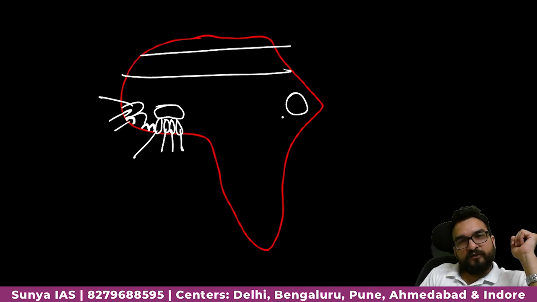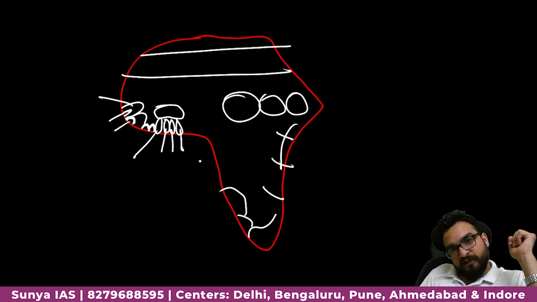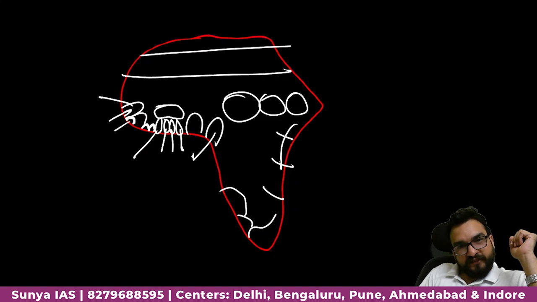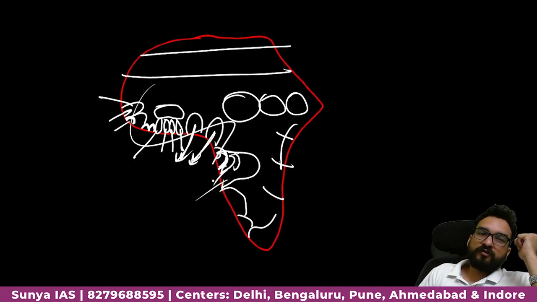Is Ethiopia present over here? South Sudan, Central African Republic. Then these three countries, Kenya, Tanzania, and Mozambique. Then over here, South Africa, Namibia, and Angola. Over here, two countries, Nigeria and Cameroon. Then over here, small Equatorial Guinea, Gabon, a bit large, Congo. Then DRC over here. We have studied this or not, guys?